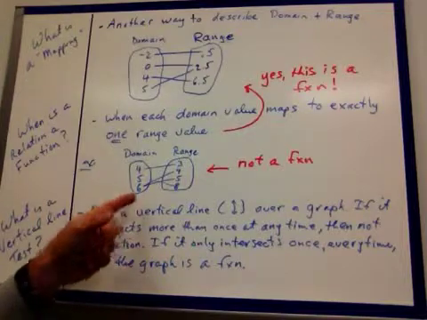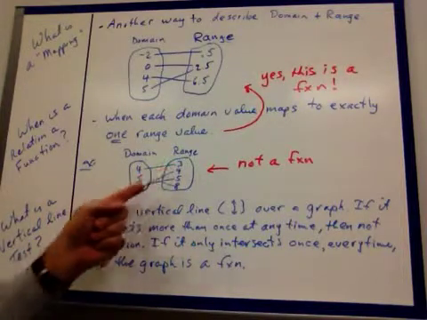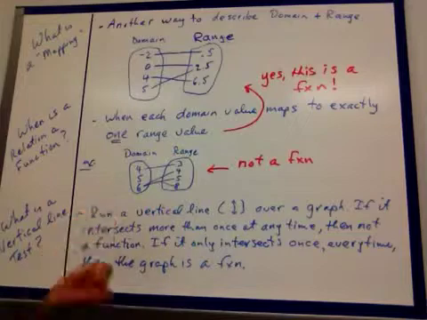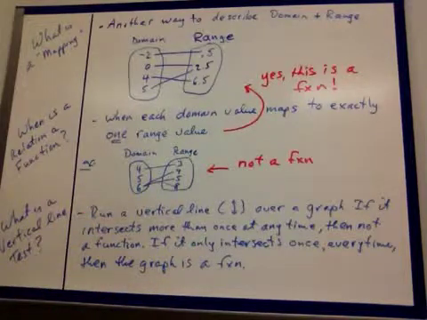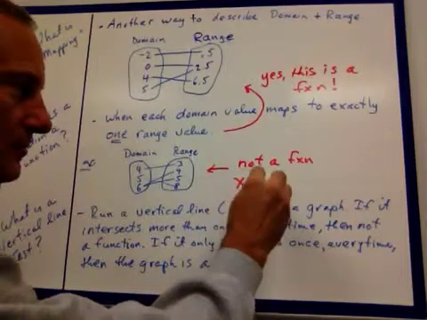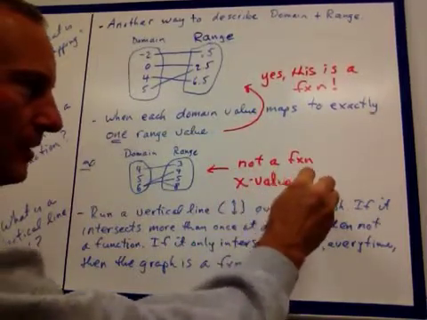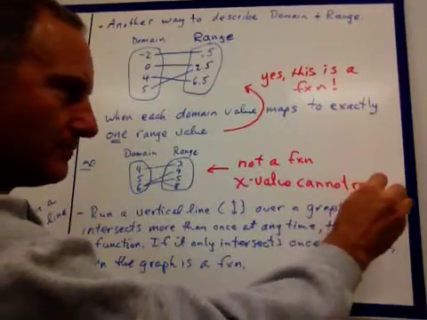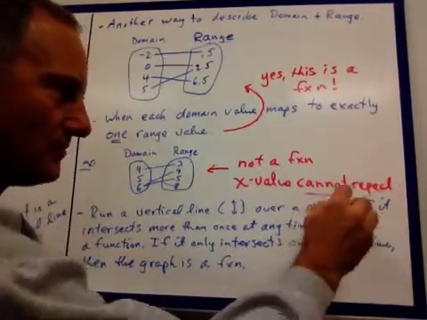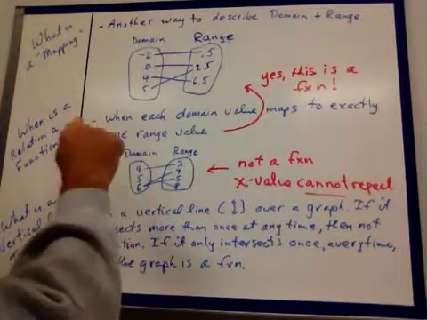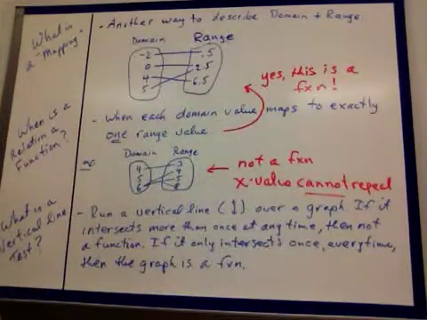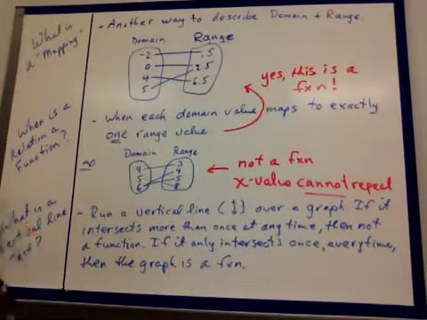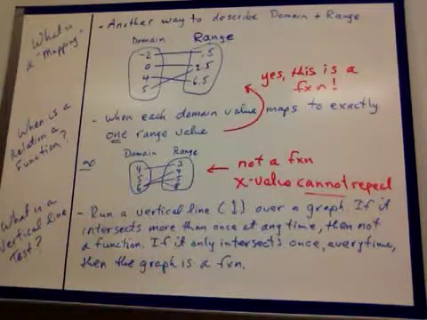In this domain, you'll notice at the 6, it goes to 4 and 5. That's not a function. The x cannot repeat in the relationship. So if you're looking at a relation and you find an x value that repeats, it's not a function. The y's can repeat, the x's can't.